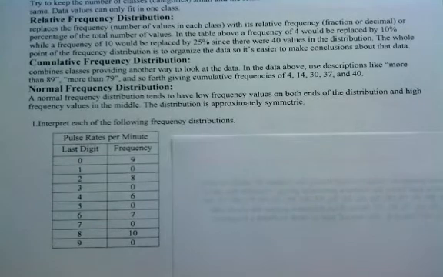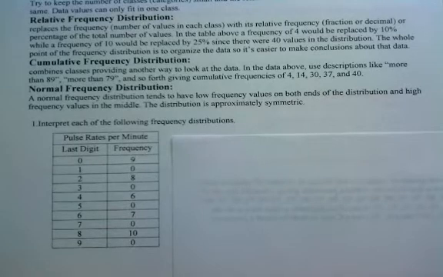And in the first column, we have the last digit. So let's say that your pulse was actually 64 beats per minute. Then it would fall into the group of 4 because 64 ends in 4. If you had 77 beats per minute, then you would fall into the class of 7.